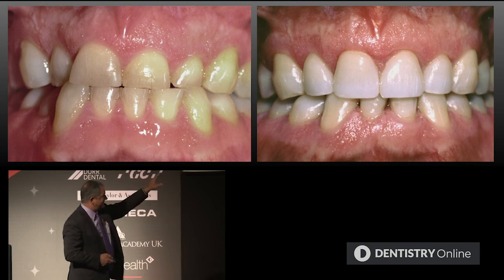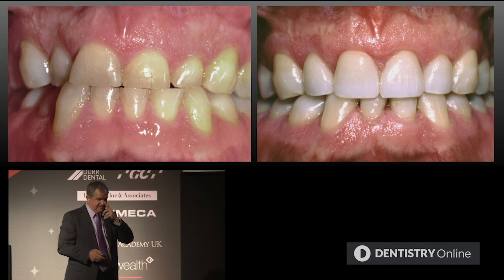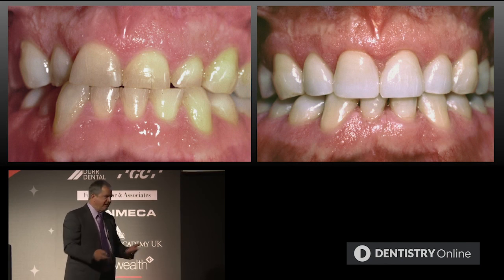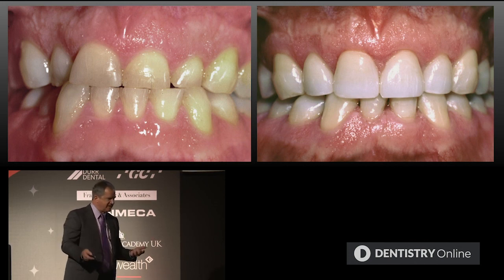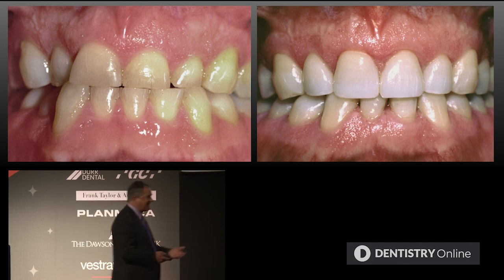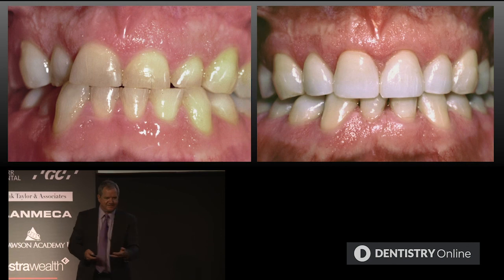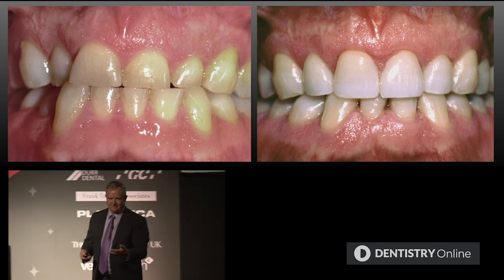What I want you to get out of this is look at the left picture. When you see the left picture, how many people think this case is going to be treated with 6 restorations? Most people look at it, most restorative dentists look at it and go, that's a full mouth rehab, that's a complex case. No, it's a tooth position problem case. As soon as the tooth position's corrected, it's not a complex case. It's just like all the other cases you treat.